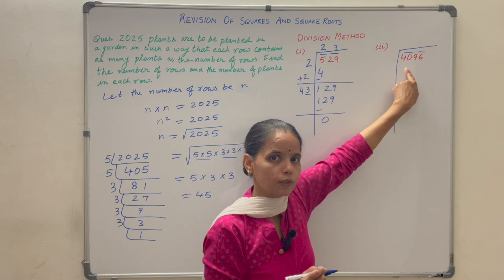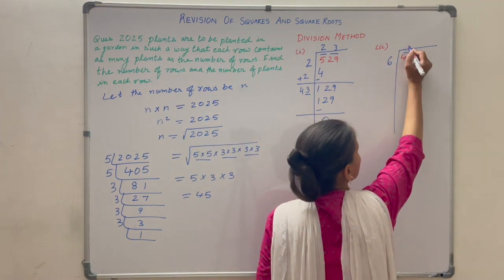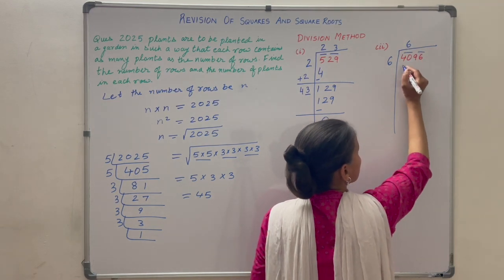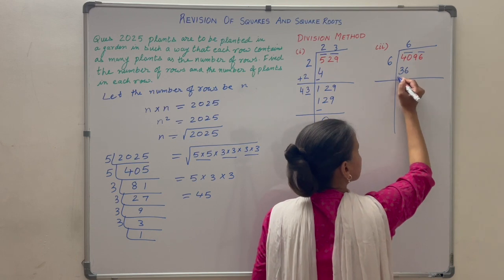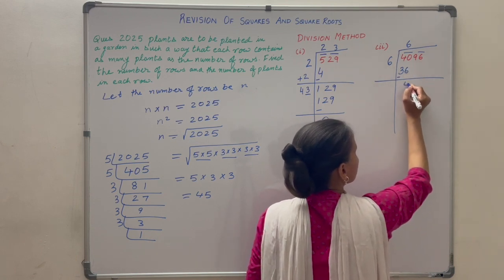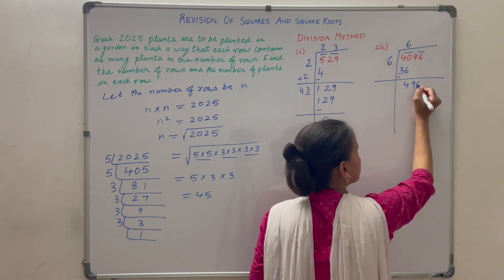Because 6 into 6 is 36. 7 into 7 is 49, which will be more. So here you have to write down 6. The same number you will write down here. So 6 into 6 is 36. Now you need to subtract. So here you get 4. What is the next digit under the bar? 96. Bring it down.